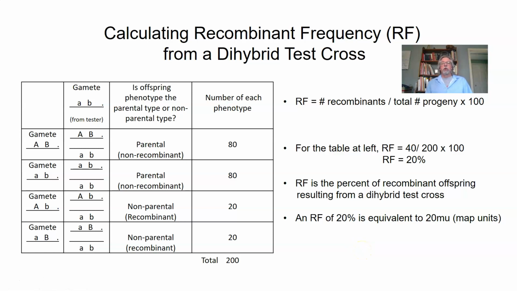Now, we'll be using both the term recombinant frequency, and that's expressed in percent, and the term map units. And the map units is simply the value of the recombinant frequency. So a recombinant frequency of 20% is equivalent to 20 map units. We'll be using this later, map units, when we talk about chromosome mapping.